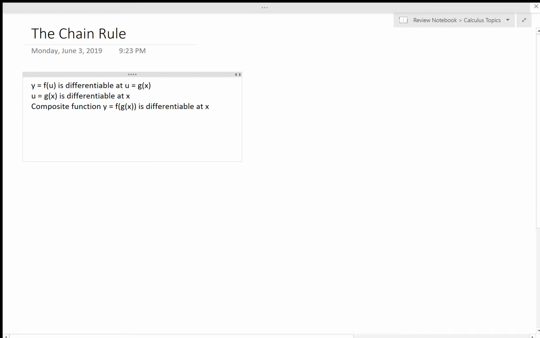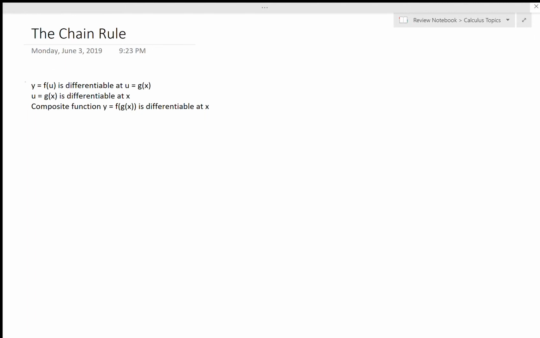Alright, hello everybody. Now that we went over trig derivatives, power rule, product rule, quotient rule, we can start chaining these things together. And what's the chain rule? Which means we'll probably have a chain of derivatives. So just starting off with a textbook definition.